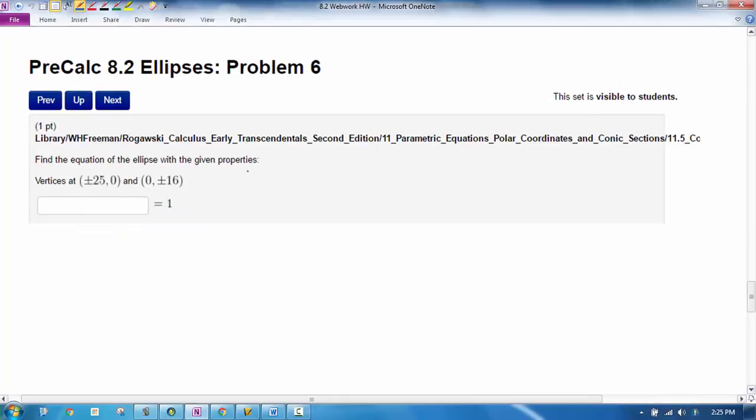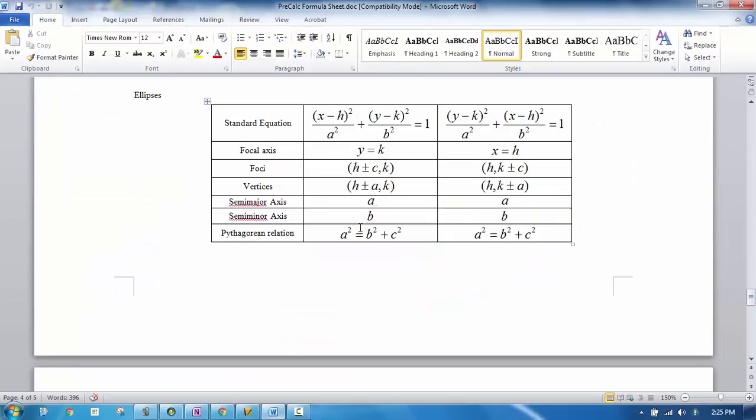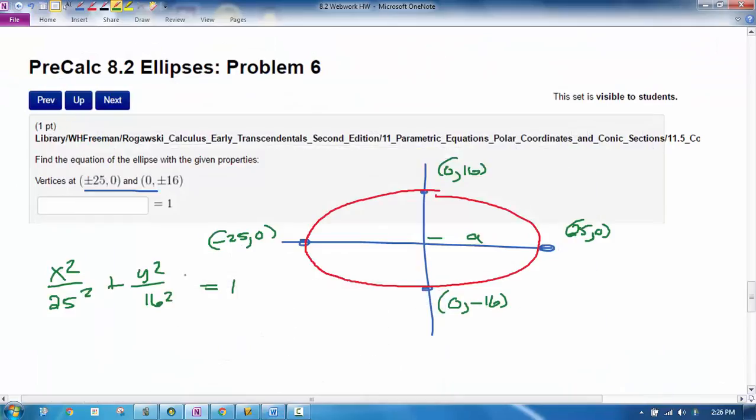Okay, next one wants an equation of an ellipse with these properties. So I'm going to graph this really quickly. So here's my ellipse, and then my a is obviously this length here, which is 25. So I have x squared over 25 squared plus y squared over my b, which is 16, 16 squared, equals 1. So on the formula sheet, I'm using the first one because that's the horizontal ellipse, and it's centered at the origin, so h and k are 0 and 0. So there's my equation right there.